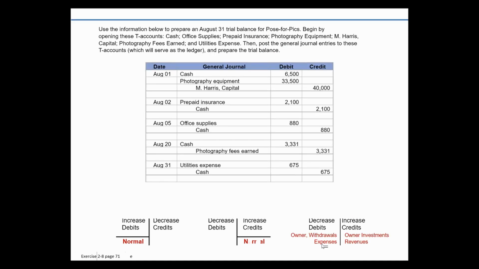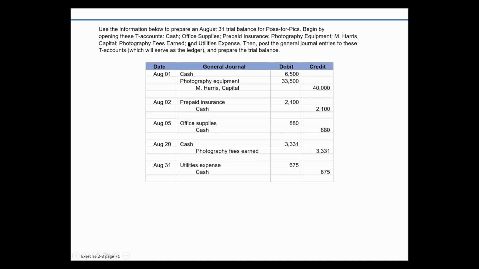Now again, kind of thinking back to what we just did. So we're using the information below to prepare the trial balance for Pose for Pics. So we'll begin with opening these T accounts: cash, office supplies, prepaid insurance, photography equipment, M. Harris Capital, the photography fees earned, and utility expenses. Then post the general journal entries to the T accounts, which will serve as the ledger, and prepare the trial balance. So we'll take you through all of that here.